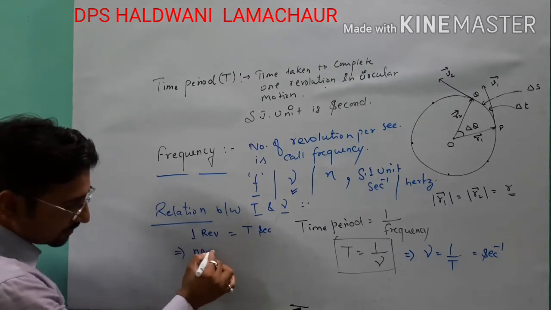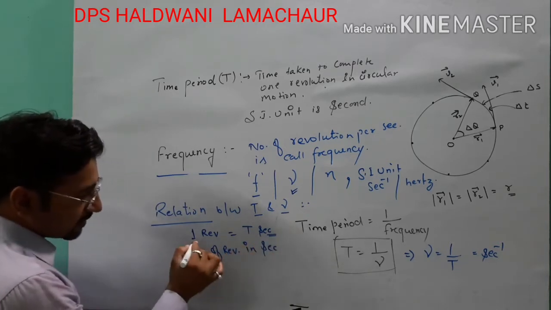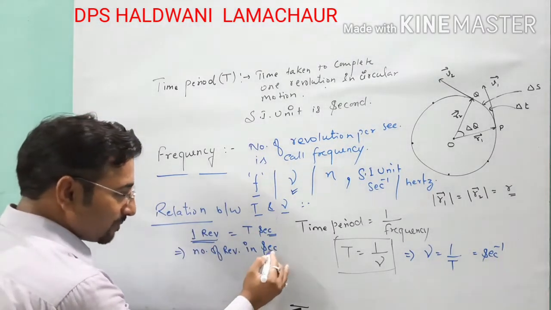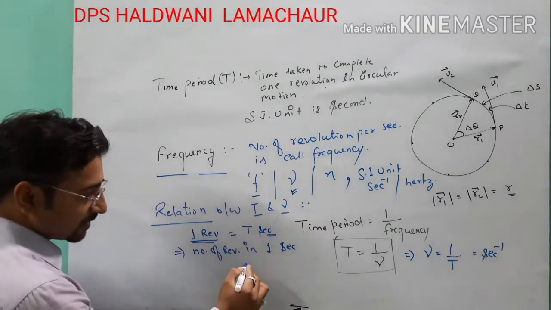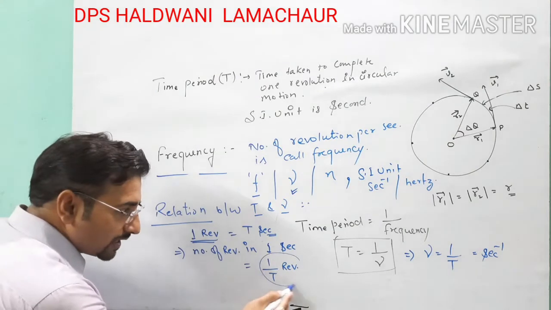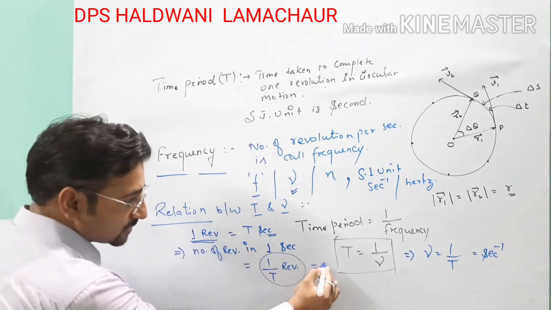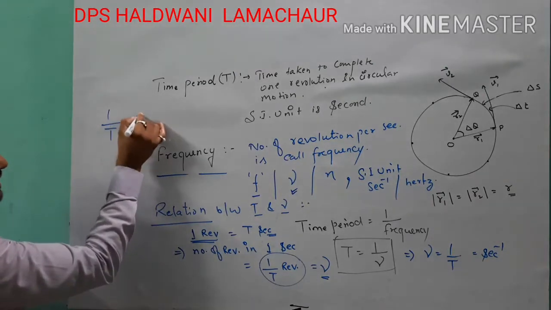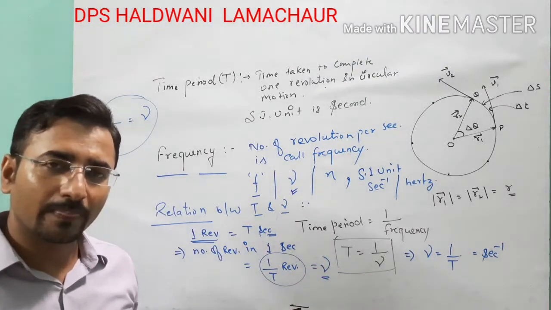So the number of revolutions in 1 second: because in T seconds the object completes one revolution, in 1 second it will complete 1 upon T revolution. Point is clear? That 1 upon T revolution, the number of revolutions in 1 second, is equal to the frequency by the definition of frequency. So that's why I have written 1 upon T is equal to mu, which is the relationship between the time period and frequency. Point is clear?